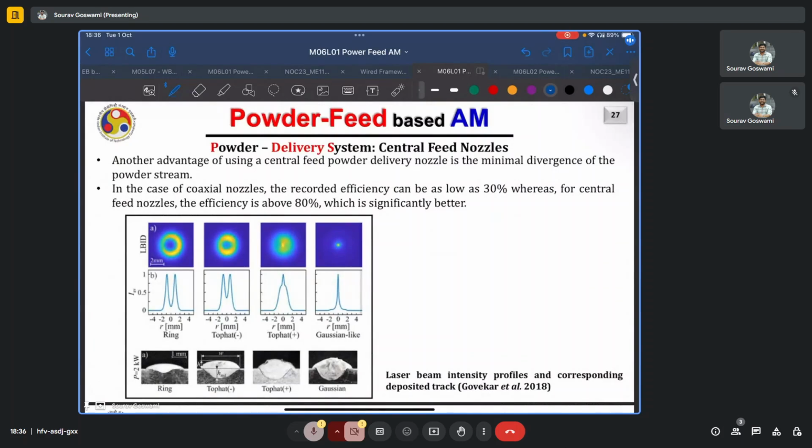Now, one more advantage of using a central feed powder delivery nozzle is the minimum divergence of the powder stream. In the case of a coaxial nozzle, the recorded efficiency can be as low as 30%, whereas for central feed nozzles, that is, the powder is coming from the center, whereas the laser is coming from all the sides, the efficiency is easily above 80%, which is significantly better.